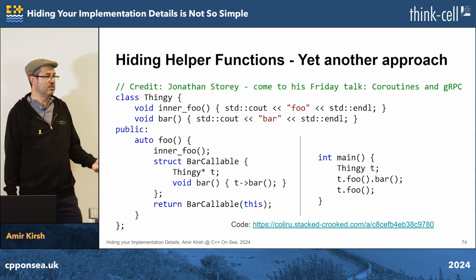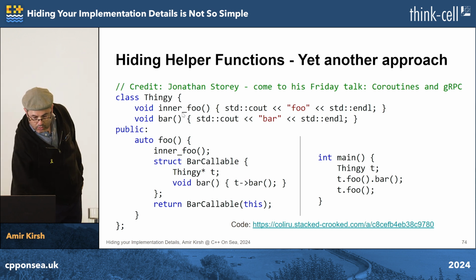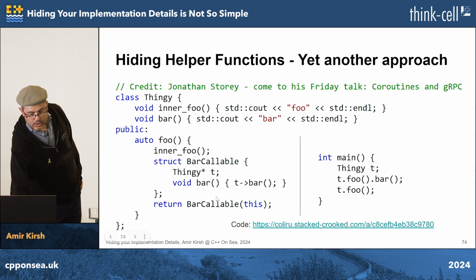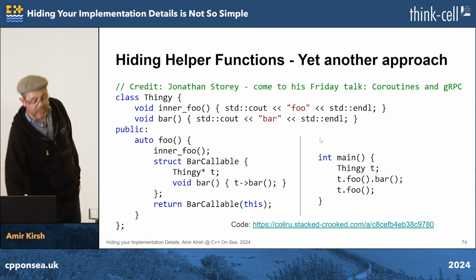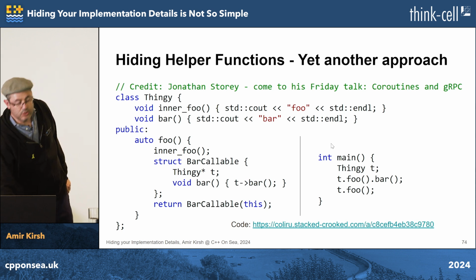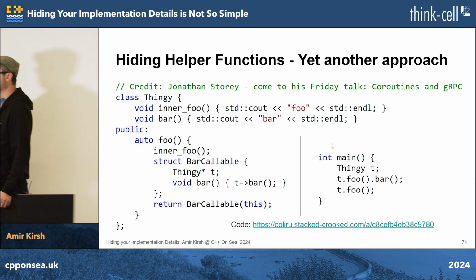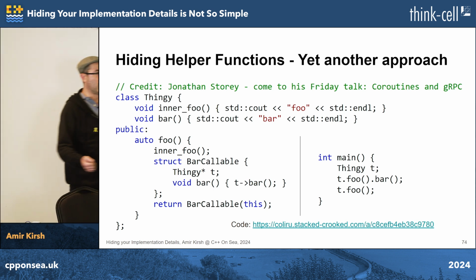I changed the inner foo to be called the inner foo, the private one. But then foo actually has here a private struct inside, and the struct points to thingy and has a bar function and calls bar. So when you call foo, you actually call inner foo inside, and then you get back the token. So with the token, you can chain the calls and do a call to a foo and then call to a bar. You cannot call bar without calling foo because you don't have the token that allows calling bar.